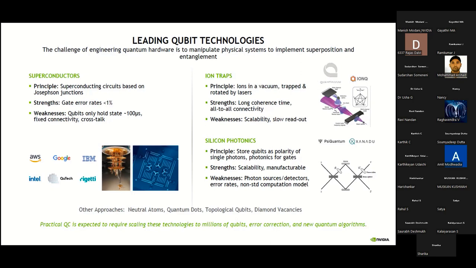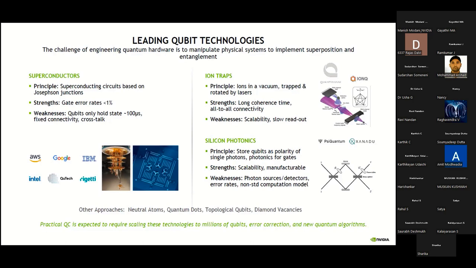Then topological qubits. Work is again in progress there, but if it develops, we can keep the information, meaning a particular state, for a longer time. Similarly, there are diamond vacancies, some sort of compound or nitrogen vacancies within a diamond lattice, which has the advantage of working at room temperature. So if diamond vacancies come through, we can have a quantum computer at room temperature. Right now, we need a particular temperature, right? So that's where the work on the quantum computing side is in progress.